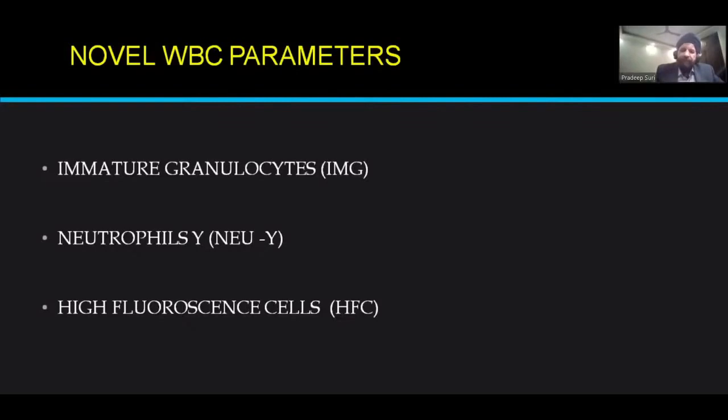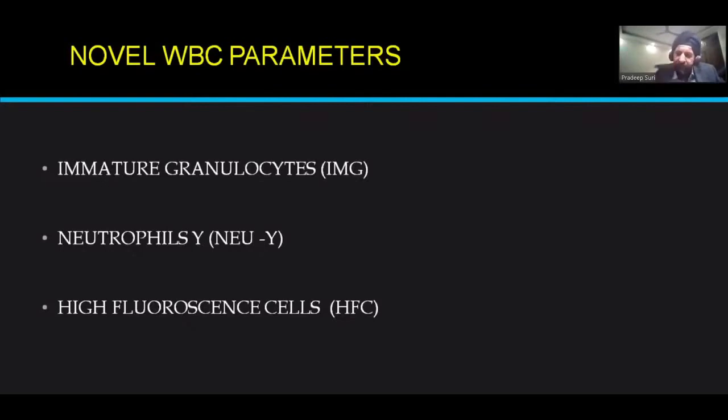Now this parameter basically depicts the amount of DNA and RNA content in a WBC or a neutrophil, and thus is directly related to the fluorescent signal that the neutrophil is generating. Again, the more immature the cell would be, the higher would be the DNA and RNA content. It is pretty much on the same lines. So both IMG and new Y are parameters which are by and large used to diagnose bacteremia and septicemia. The third in the line is the high fluorescent cell, or the HFC.